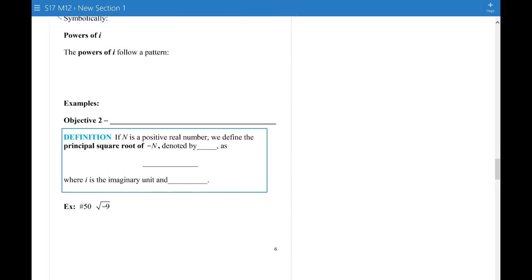And then let's look at objective 2, where we're solving quadratic equations in the complex number system. So if capital N is a positive real number, we define the principal square root of the opposite of that positive number. And so we write that with symbolic language as square root of negative n. So now we're doing the square root of a negative number.